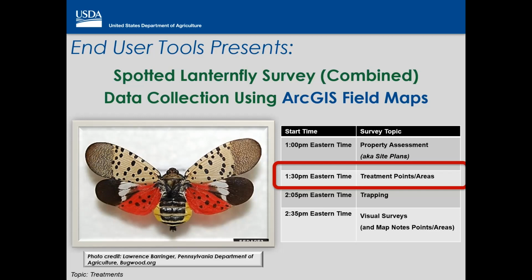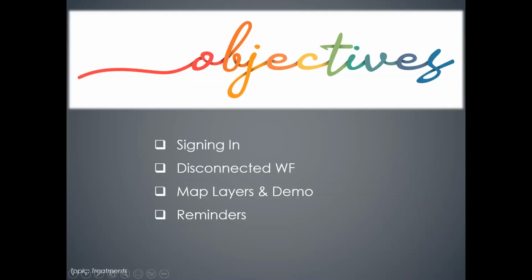So welcome to anyone new. We're just going to dig right in. Objectives, they're the same as our last. We're going to talk really fast through signing in, what that looks like, the disconnected workflow, map layers involved, and a demonstration and some reminders. Just that simple.